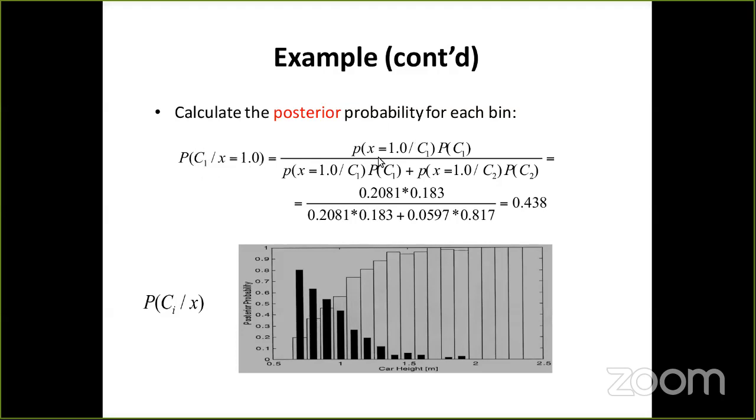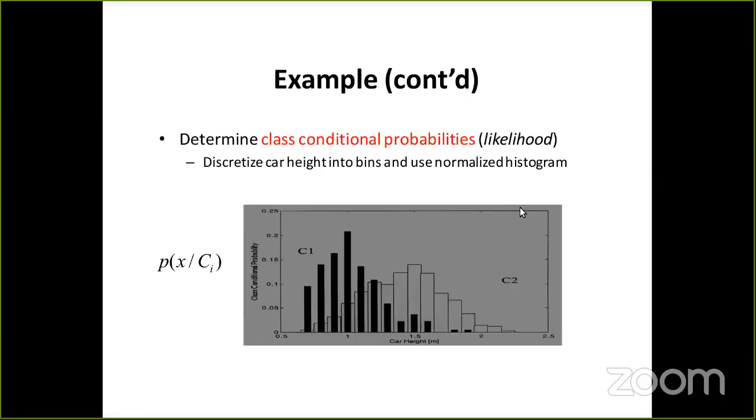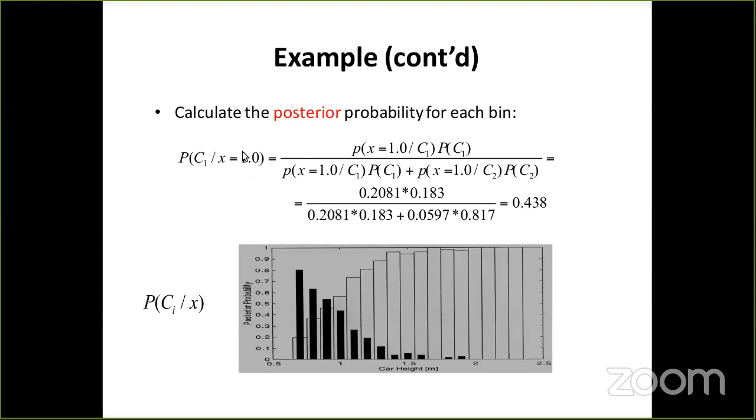So that is P of x given C1 times P of C1, and then we have to normalize it. So P of x given C1 times P of C1, divided by P of x given C1 times P of C1 plus P of x given C2 times P of C2. And once we put in all of the numbers that we have already computed, we get a value of 0.38. Now this might be a bit surprising because if you look at the likelihood curve, you saw that most cars in category 1 were centered around 1 meter and most cars in category 2 were centered around 1.5. And in our case, our measurement was 1.